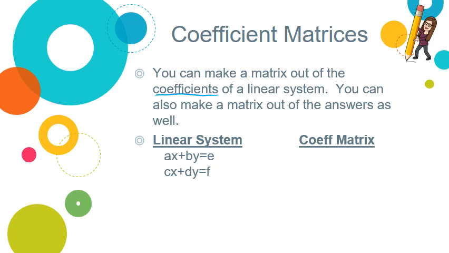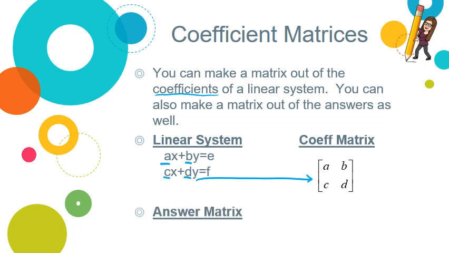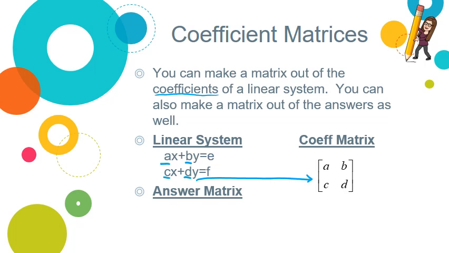So for example, I have this linear system, right? So we're going to stick with a couple letters here. And if I made it into a matrix, this would be my coefficient matrix, meaning every coefficient put into a matrix. And then I can also have an answer matrix. And all that means is I'm taking the answers and turning them into a matrix, specifically a 2x1 matrix. Okay, so this is just vocab that I'm going to use that you need to understand.